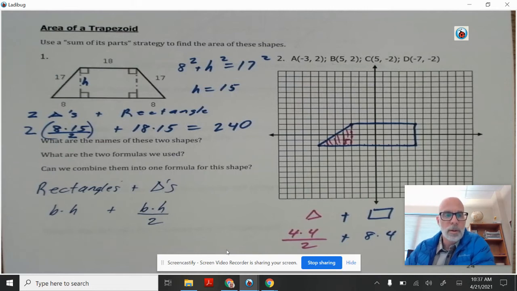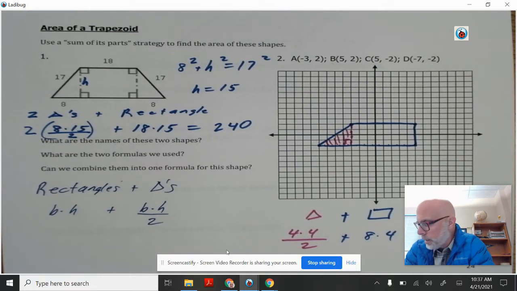Okay, guys, we're going to talk about the area of a trapezoid. There is a formula that goes with it. I'm going to teach it to you real fast. We're on the bottom of page 24 where it says area of trapezoid.